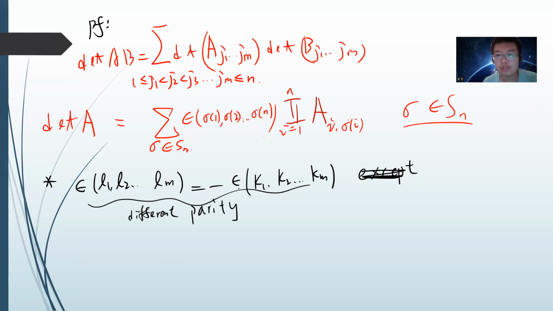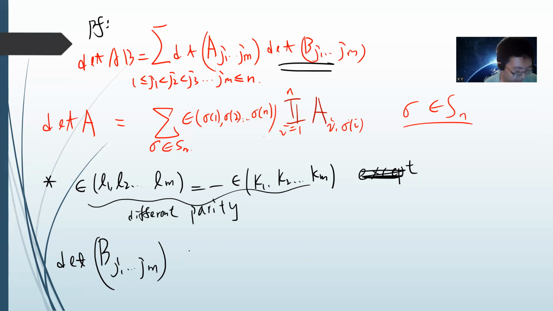If they are the same parity, then it's 1. So basically, the proof idea is that, for example, if you take the determinant of B with indices J1 up to Jm, you can translate this into any kind of permutation. For example, you can take epsilon K1, K2 up to Km. So basically, this is another sign tensor times this.